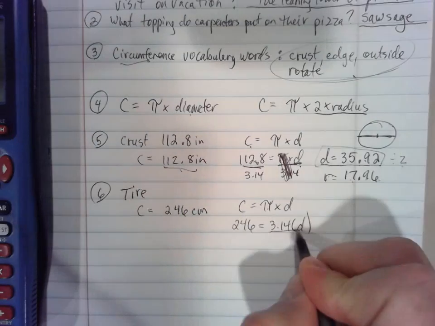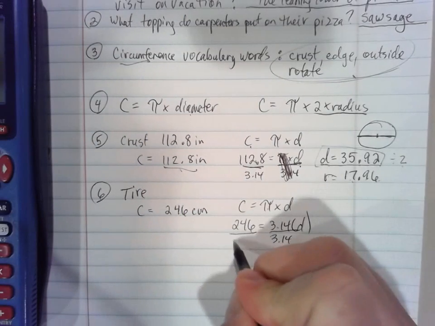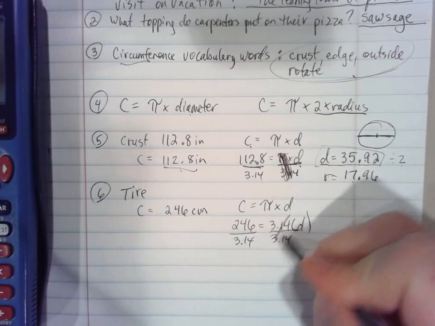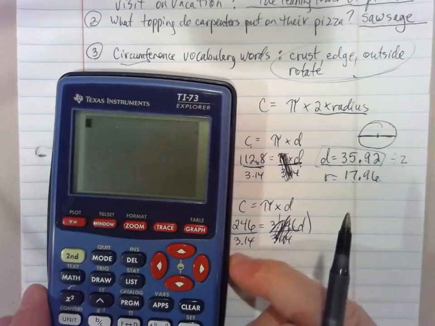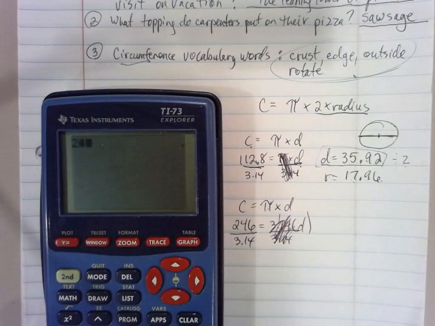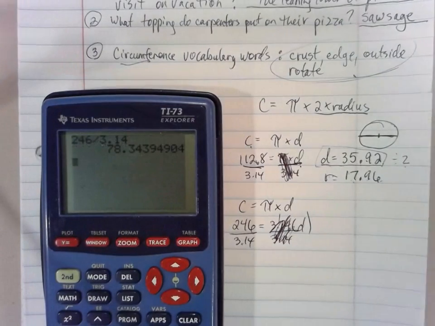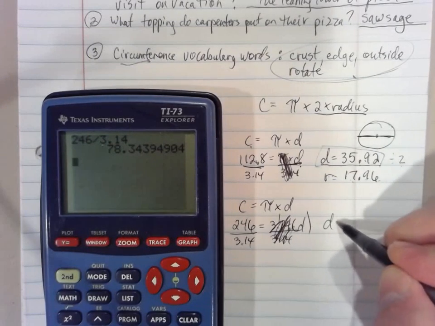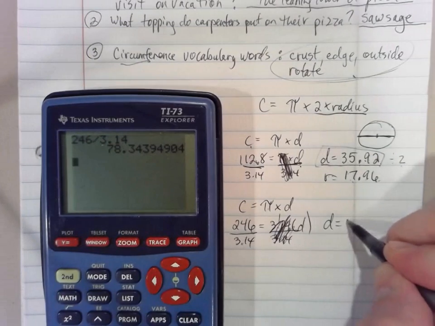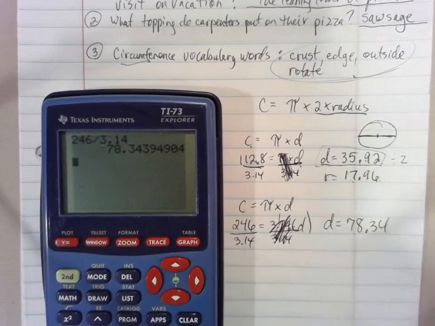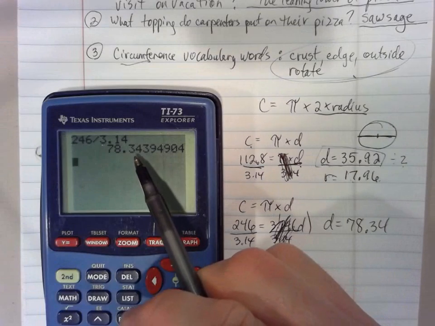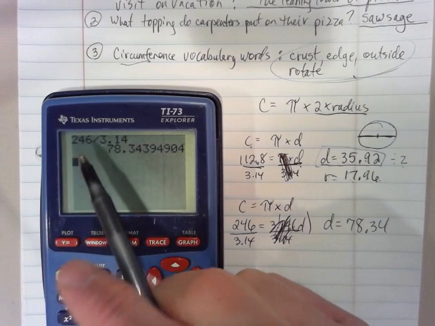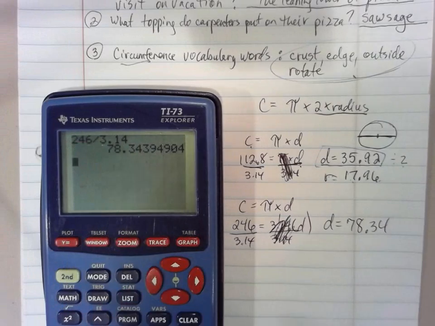Now I'm going to divide both sides by pi, which is 3.14. Those two, of course, cancel out because that equals 1. So now I'm going to bring my trusty little calculator over here and do the circumference, which is 246, divided by pi. That would give me a diameter of 78 and 34 hundredths. Since there's a 3 right there in the thousandths place, you're not going to round that up, so it'd be 78 and 34 hundredths. I did the circumference divided by pi.